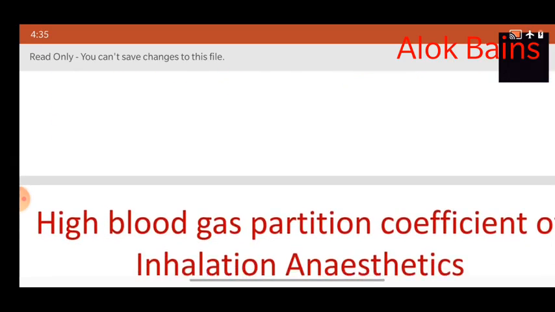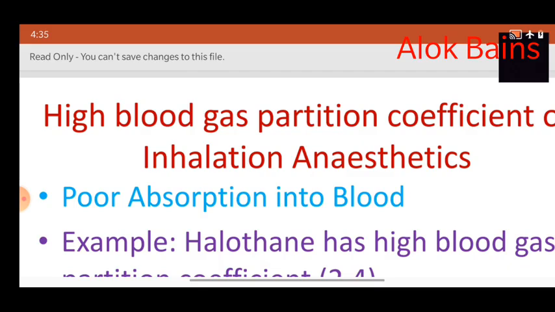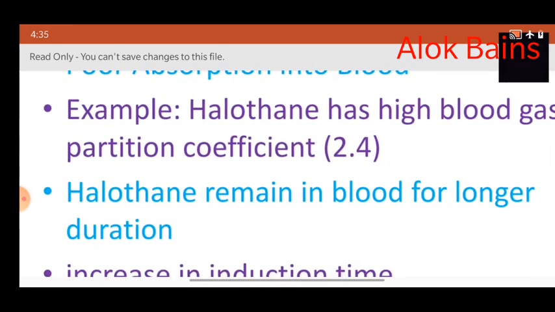Second example is halothane, which has a high blood gas partition coefficient. If any inhalation anesthetic has a high blood gas partition coefficient, it means these inhalation anesthetics will not enter into blood very easily. They have poor absorption into blood, and when they enter into blood, they will remain inside blood for a longer duration.